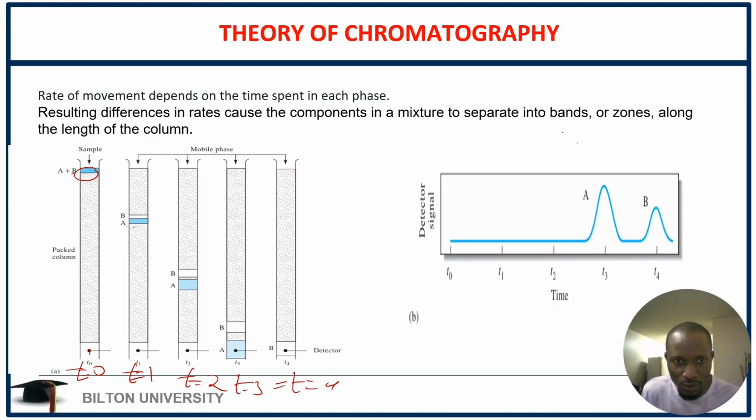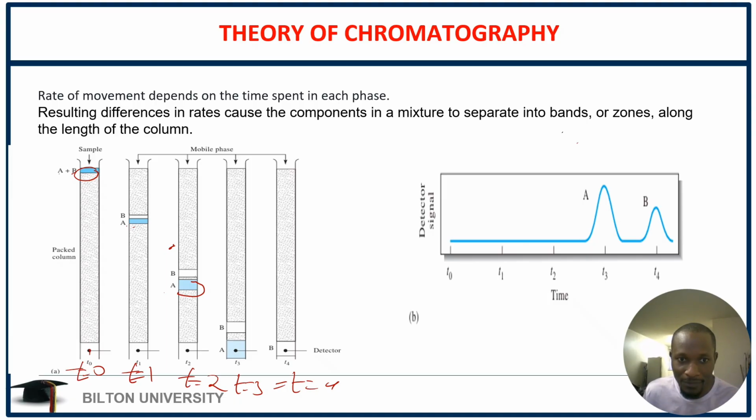At t is equal to 2, you can see that A has separated. There's at least separation between A and B, such that you can even see a clear distinction between A and B and the stationary phase between them. Now you can start to realize that A is moving faster than B, it means that A is going to reach the detector before B reaches, and therefore A is going to be detected first before B.